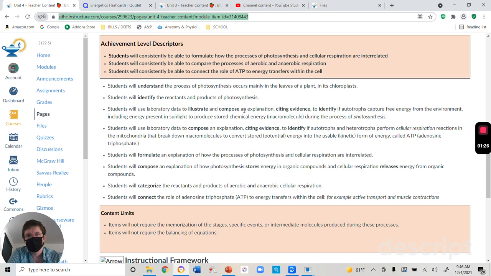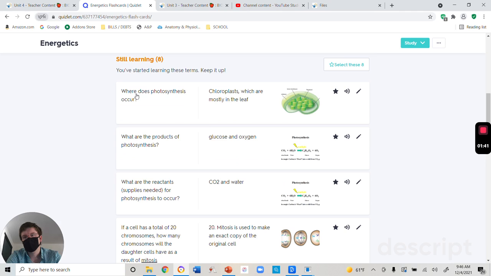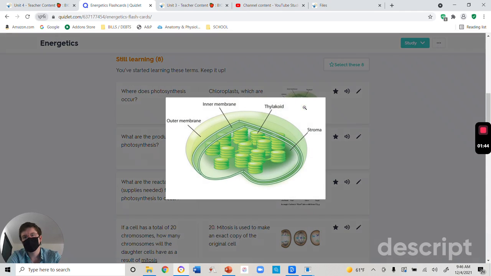So let's start with: students will understand the process of photosynthesis occurs mainly in the leaves of a plant and its chloroplasts. Okay. I also made these lovely little flashcards. So photosynthesis is happening in these chloroplasts. Now you don't need to know the intimate processes that make this happen. You just need to know that this is where it happens. You don't need to know all of these names.